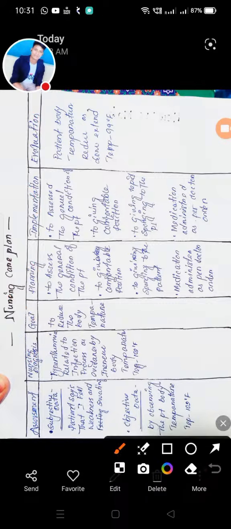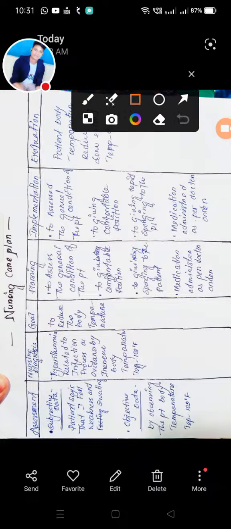So what is the first column? This is the first column, the assessment. Okay. In the assessment we have 2 portions, right? The first one is the subjective data and the second one is the objective data. So how do you write subjective data? Like how we are communicating, the same way you have to write.